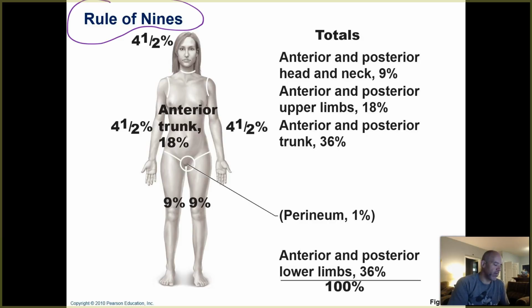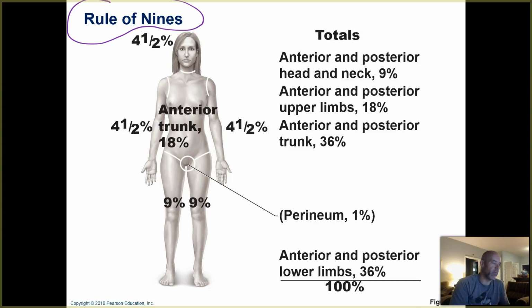All right, so what is the rule of nines? This is a method by which you can estimate the burn coverage on a patient. It's based on dividing up the body into 9 percentage sections, or things that can be multiplied by 9 to give you some number.